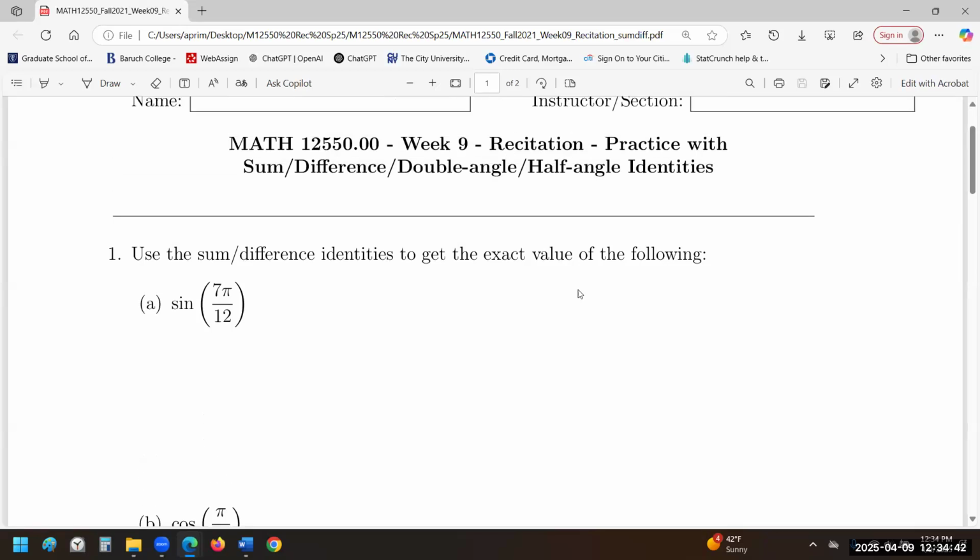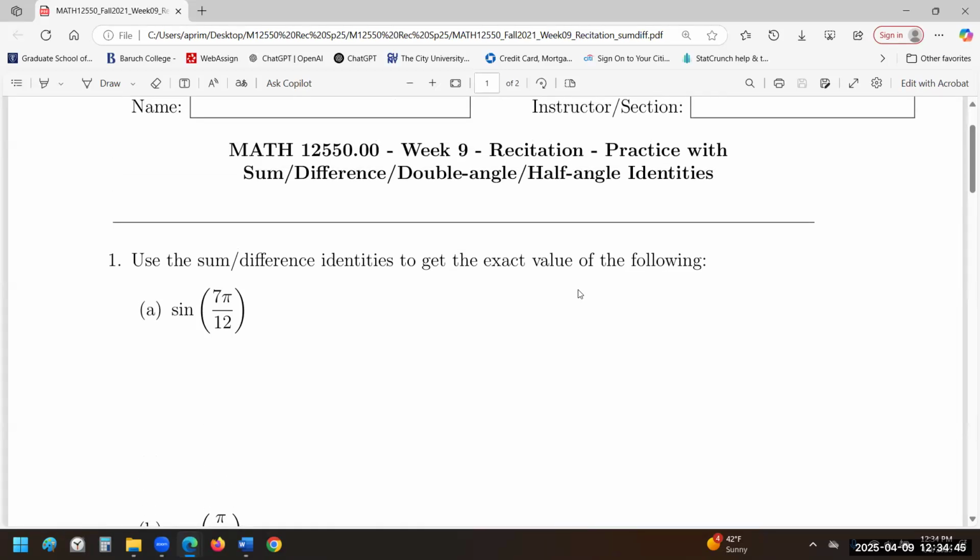So today we are going to do week 9, even though we are on week 10. Did you guys go over identities like sum identities, difference, double angle, half angle? No.